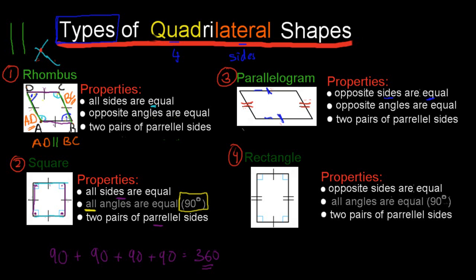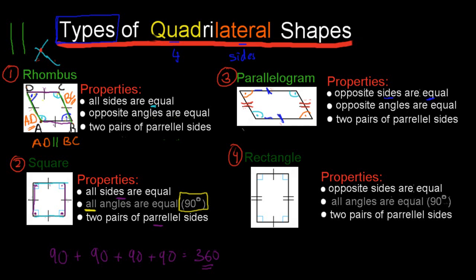Now also we've got opposite angles being equal. So for example, this angle is going to be equal to this angle. These 2 are going to be equal in size. And this angle right here and this angle, these are the opposite of each other. These are also going to be equal.